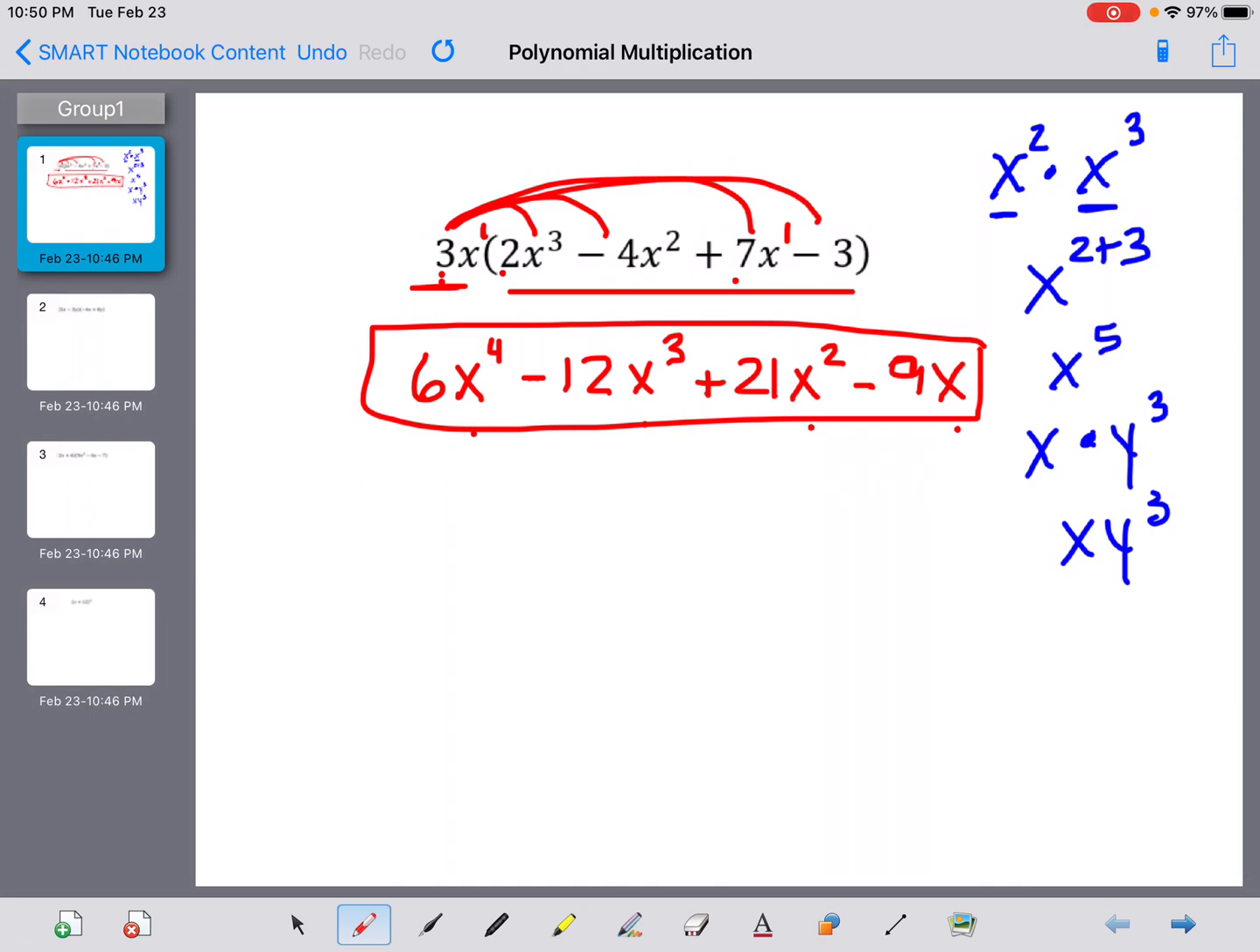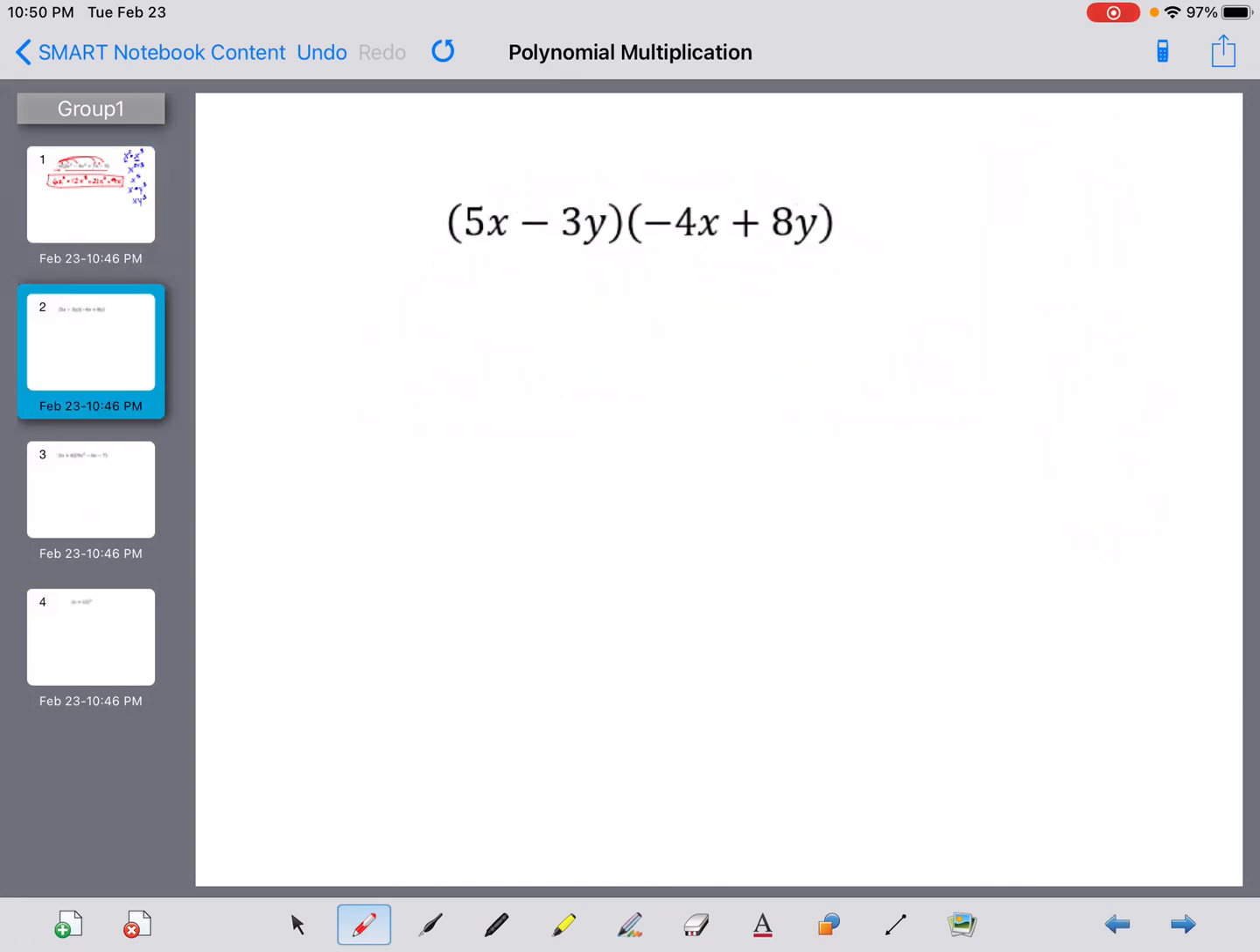All right, let's look at another example. This one is what we would call a binomial times a binomial. Bi meaning 2, and I have 2 terms here times 2 terms here. I'm going to show you this one a couple different ways because it depends, one, maybe how you've seen it before or which one you prefer more.